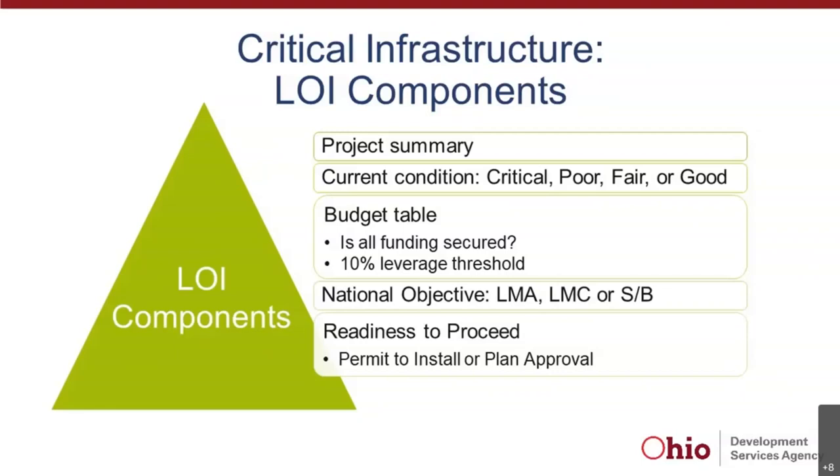Projects can be qualified as low and moderate income area benefit, limited clientele, or slum and blight. Area slum and blight can be used for central business district infrastructure projects that benefit a residential population or a public facility in a blighted area. Spot slum and blight is limited to buildings and activities that alleviate public health and safety concerns. Projects that require a permit to install or EPA plan approval must provide evidence of this at the time of application.